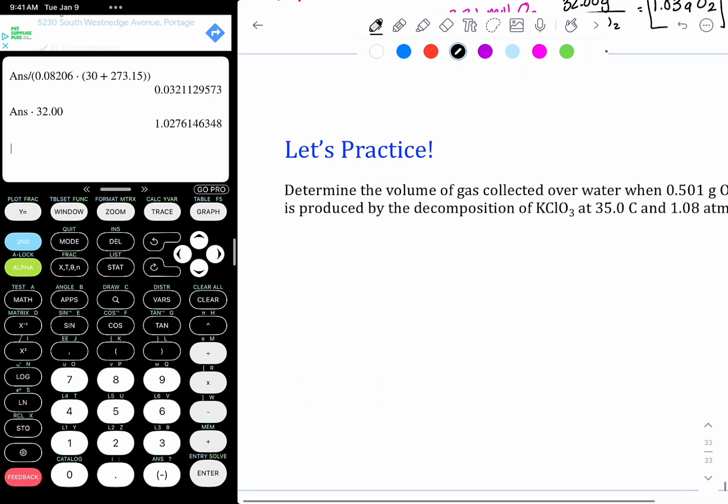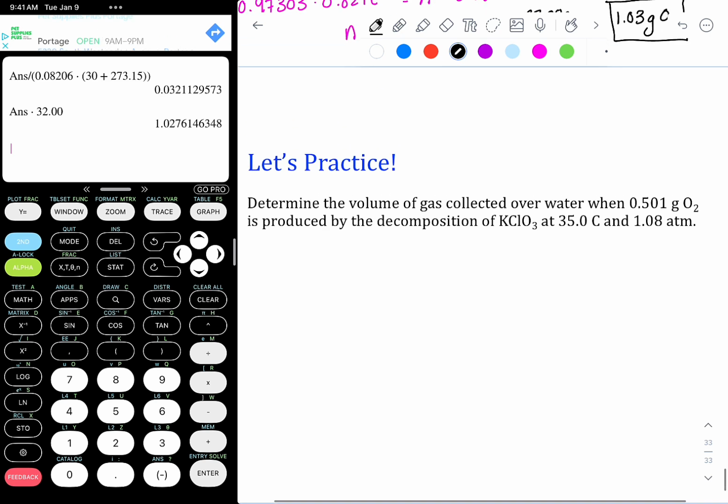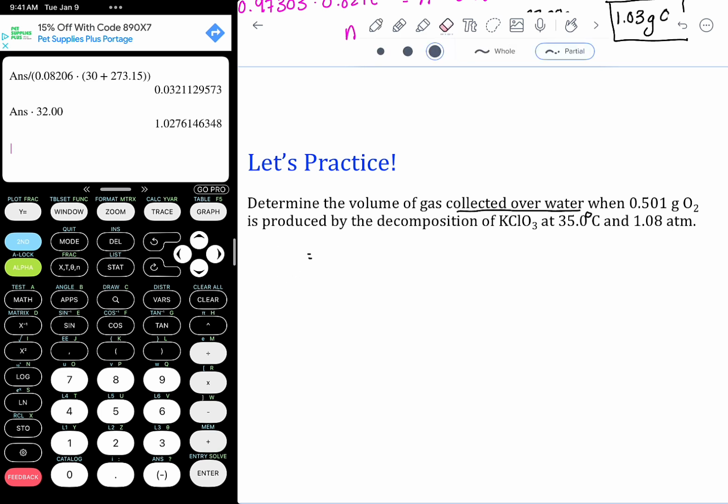Let's do one more. Determine the volume of gas collected over water when 0.501 grams of oxygen is produced by the decomposition of KClO3 at 35 degrees Celsius and 1.08 atm. Okay, so the first thing we're going to want to do, it's collected over water, so let's solve for the pressure. P total is 1.08 atm.